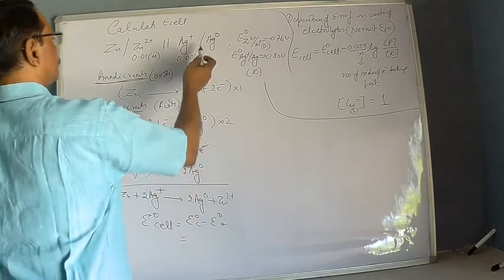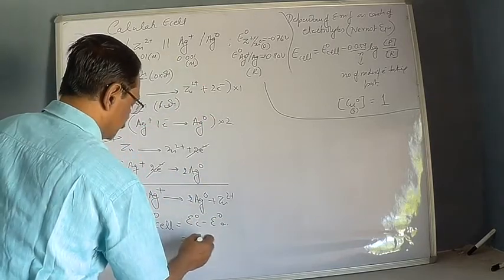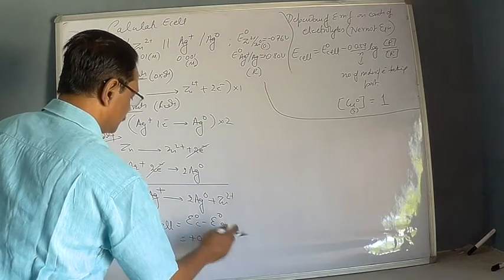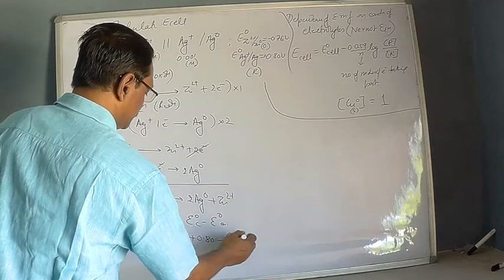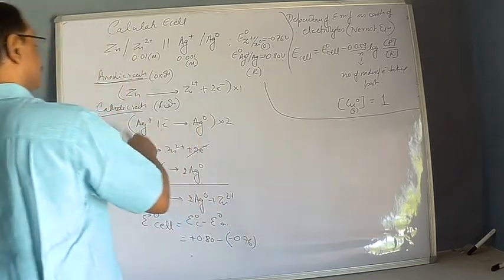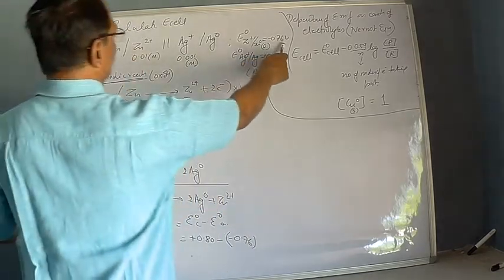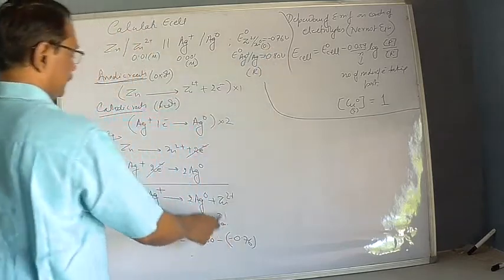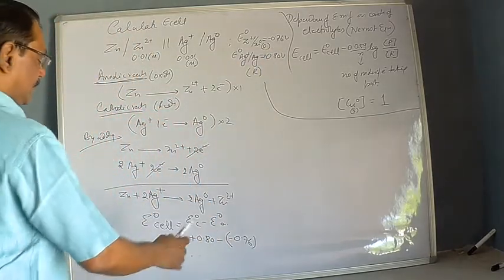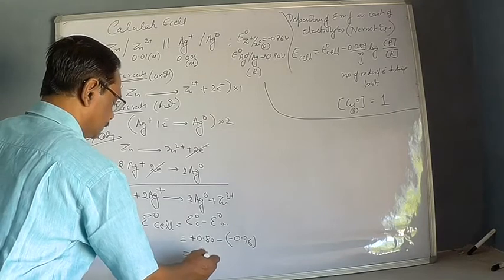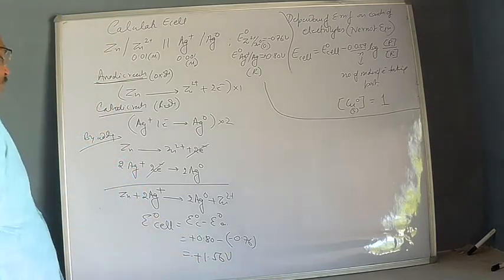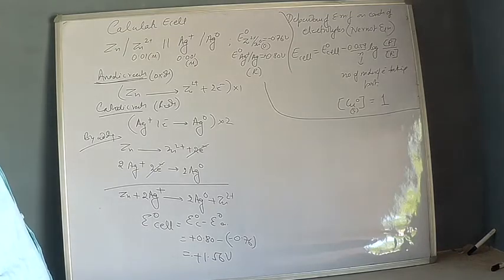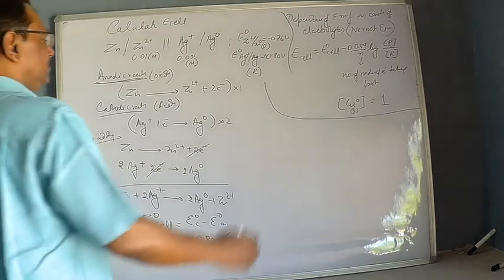Cathode is your silver with reduction potential value 0.80. Anode, reduction potential value plus. Remember it, though Zn is going for oxidation, while calculating E0 of the cell we will take reduction potential values. Add it, I get positive 1.56 volt. Since the E0 cell is positive, it means the cell reaction is spontaneous.